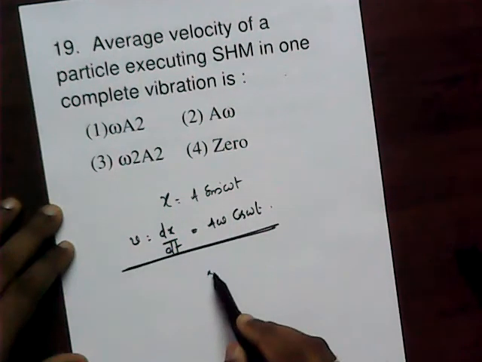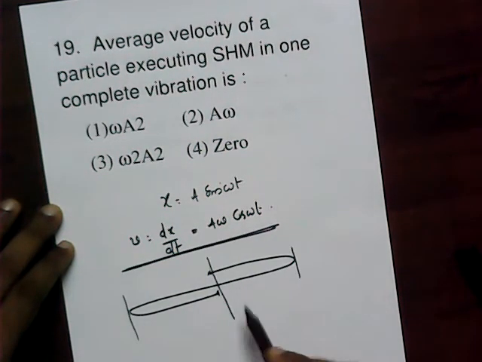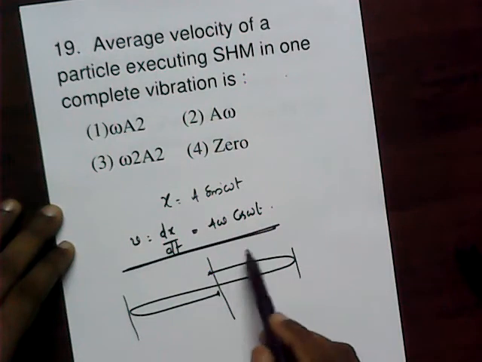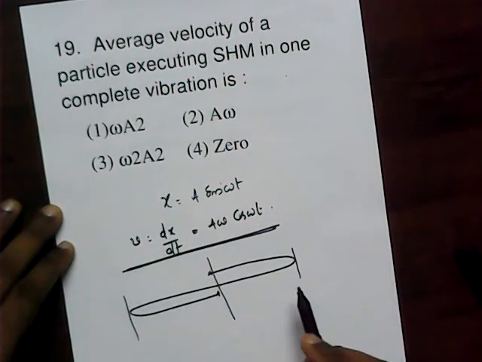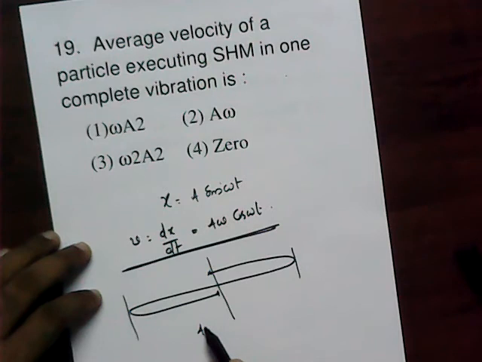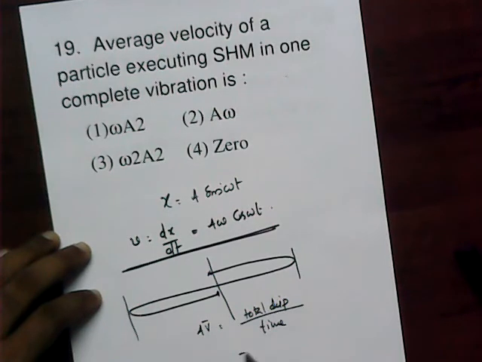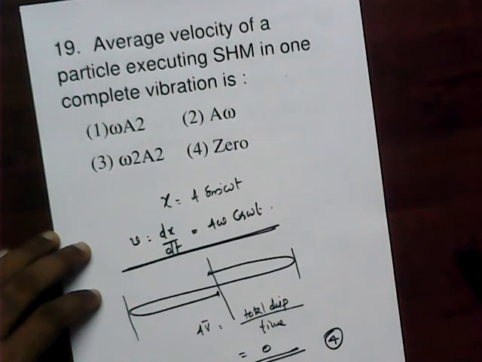But keep in mind it starts from here. At the mean position, cos 0 becomes 1, so we get the maximum value. But here it is for one complete revolution. In a complete revolution, the average velocity is nothing but the total displacement divided by time. The total displacement becomes 0. So we can say 4 is the answer.